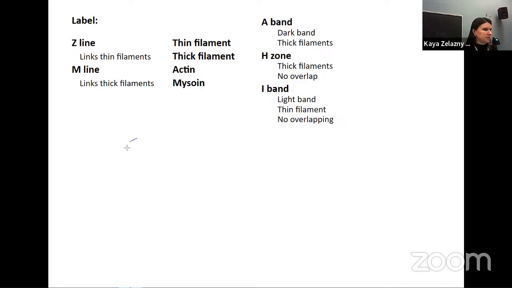So our sarcomere is measured from Z line to Z line. So we got our jagged lines, our zigzags. So this is one Z line. And then we'll have another Z line on the other end. Our M line is going to be in the center. And I like to do them in this order because this reminds me where the filaments are attached to each other. So the Z line, we have our actin or thin filaments. And the M line, we have our myosin, our thick filaments.